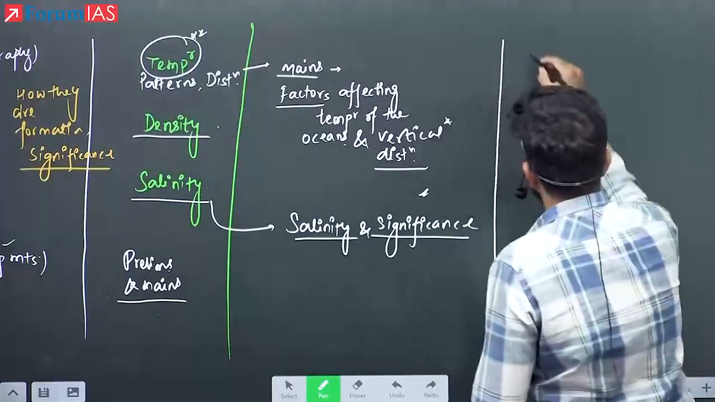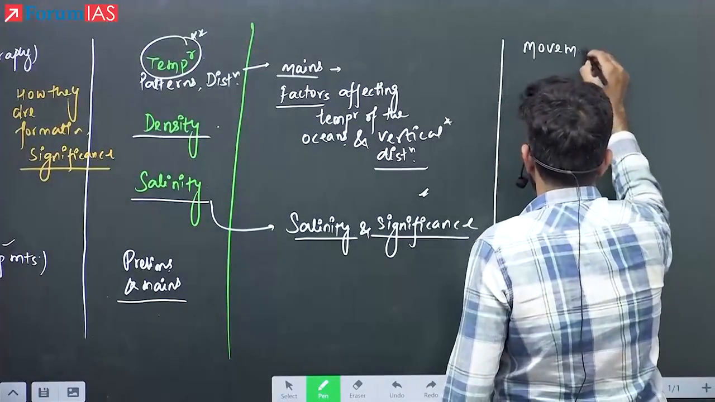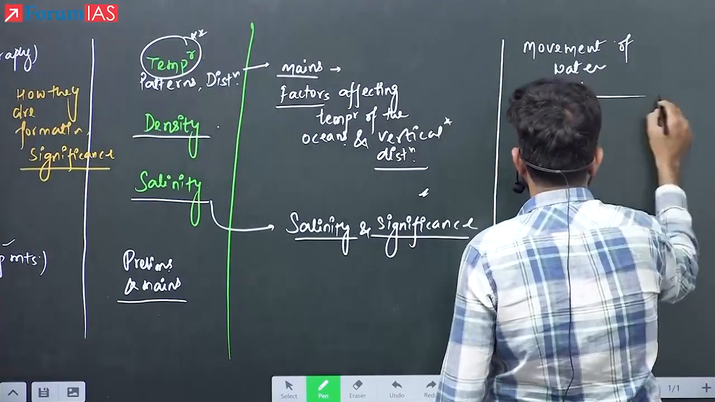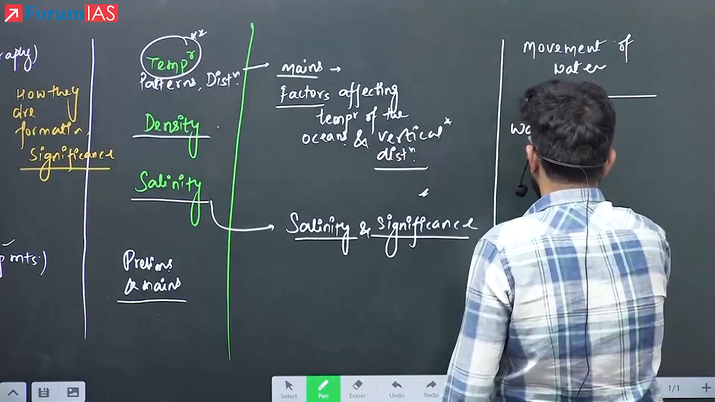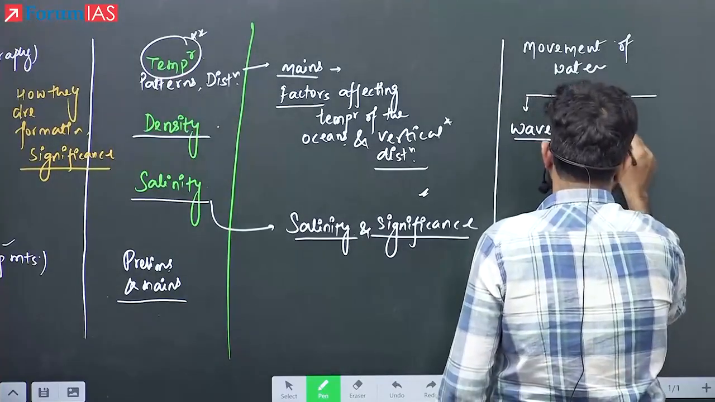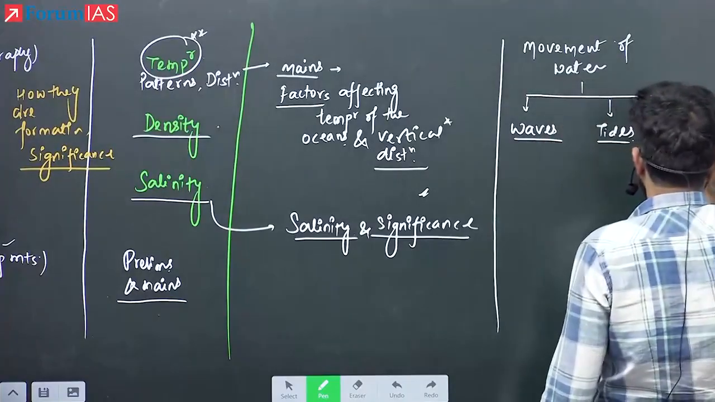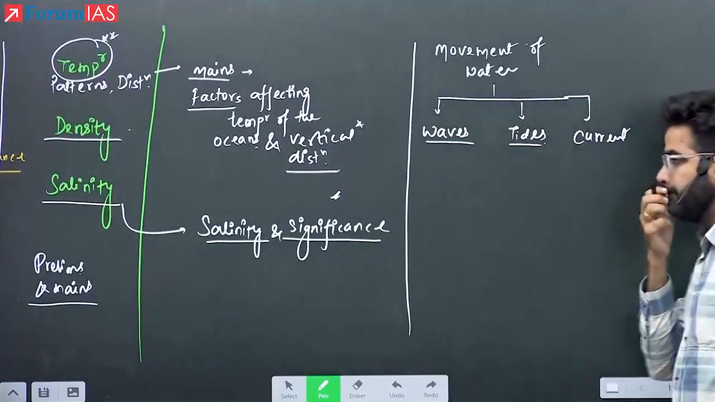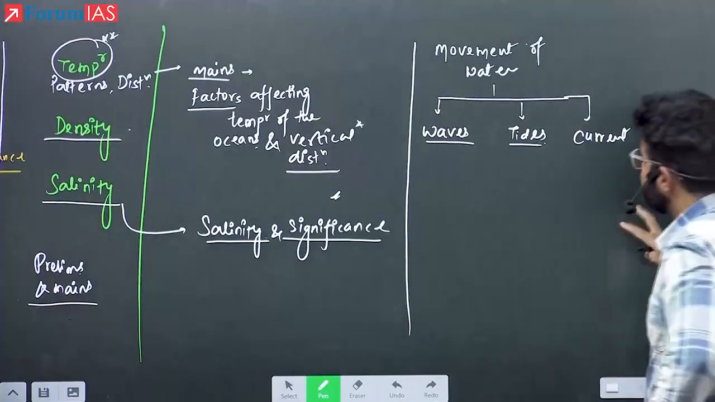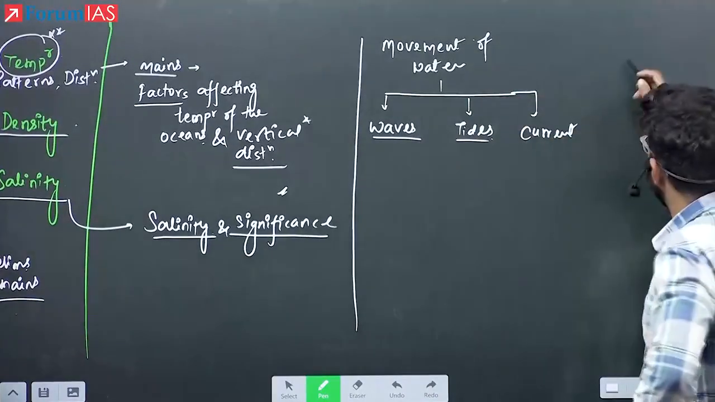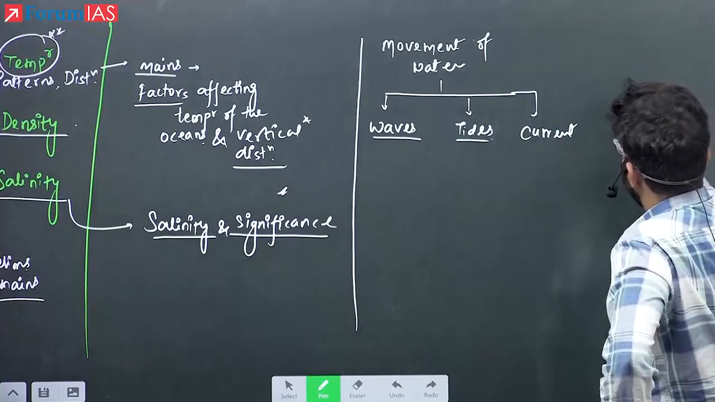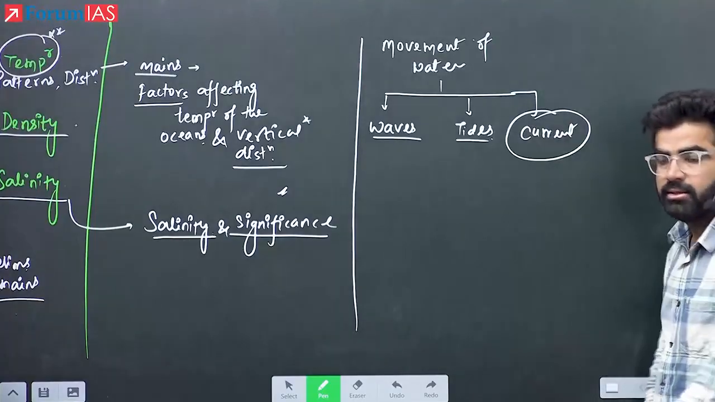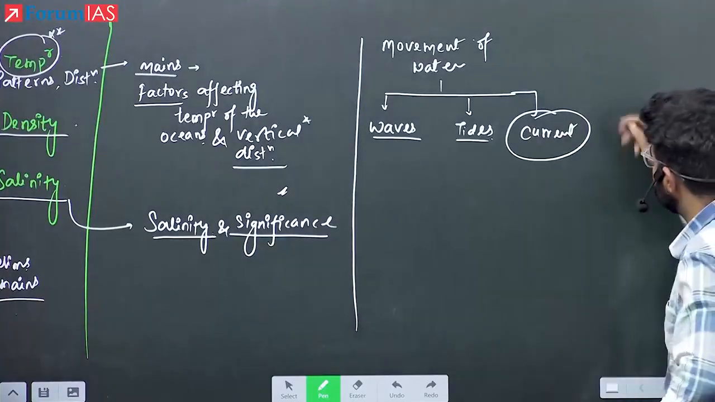And the last part is the movement of water. In this movement, we will learn about waves, then tides and currents. Wave, tide, and currents. In the mains, you can expect the question from this area as well. It is equally important. For example, in the mains, you can be asked what are the currents and what is their role in the distribution of temperature, or what is their significance overall.